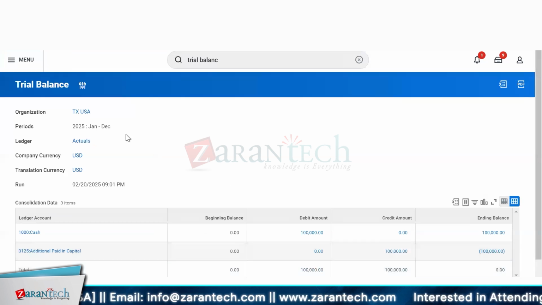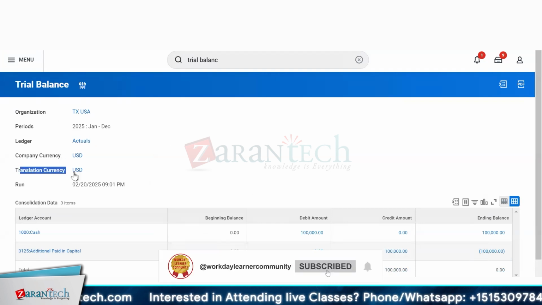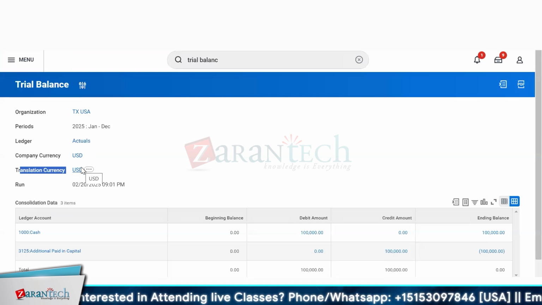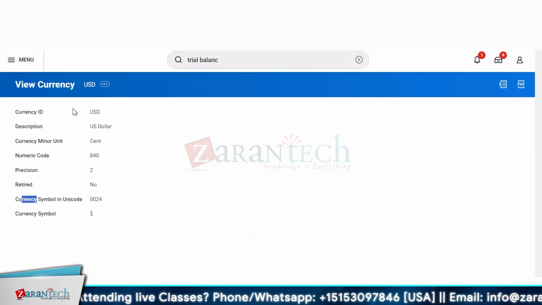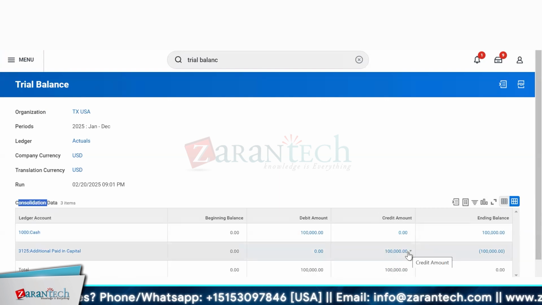So trial balance is the report that shows all the transactions that have happened within the company, which should be balanced. Here you can see that this report holds all the information: company currency, translation currency. What is a translation currency? Like USD, but we will discuss translation currency separately. Then the consolidation data: for the transaction, cash is debit and capital is credit.